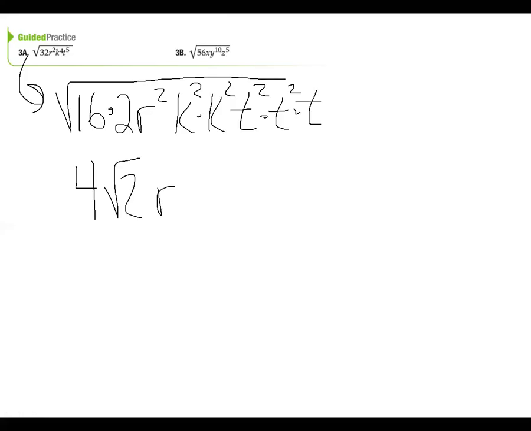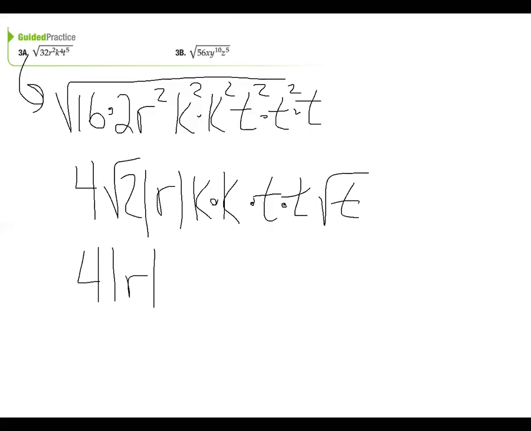Now, here's where you do need the absolute value, because you had an even exponent. When you square rooted, it became an odd exponent. Okay? K squared, the square root of that is just k times another k times a t times a t times the square root of t. Okay, now if I put that all together, I would have 4 absolute value of r, k squared, t squared, square root of 2t. So I put the 4, the absolute value of r, the k times k, the t times t all together, and then the square root 2 and square root t multiply together to give you square root of 2t.